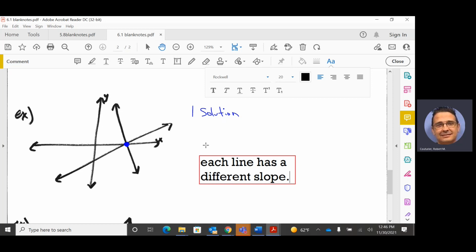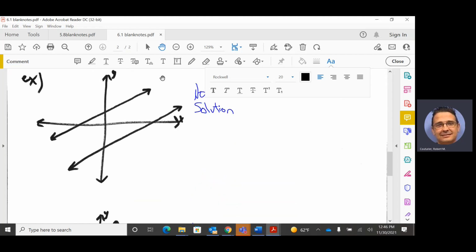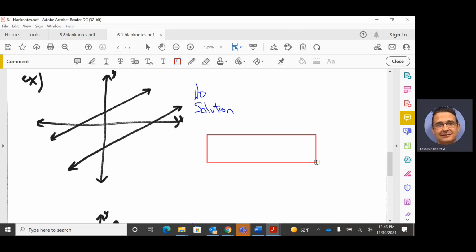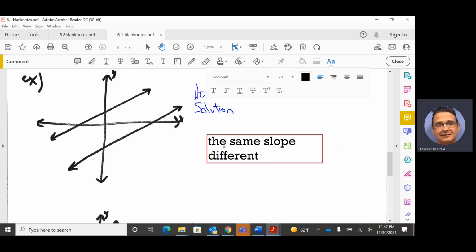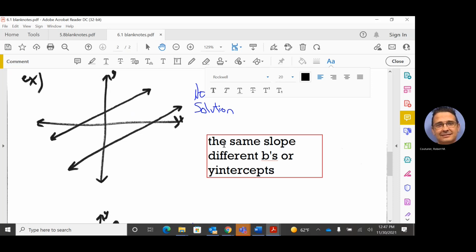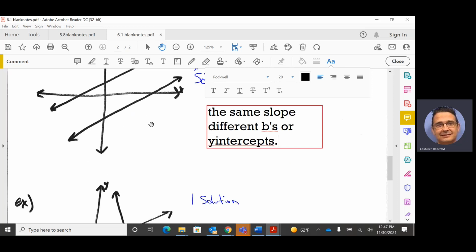And if they gave you two equations, you make sure they're in slope-intercept form, look at them. Do they have the same slopes or different slopes? We want to go back and look at this one here too, right? If we had to put this into words, why does this have no solution? They have the same slope with different y-intercepts. That would be why there's no solution to it.